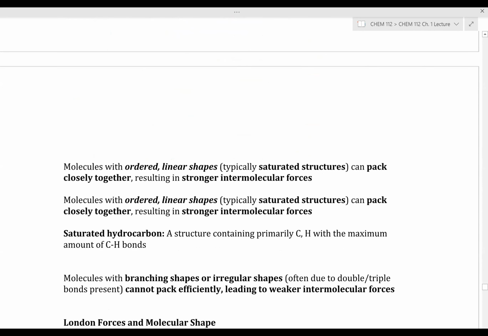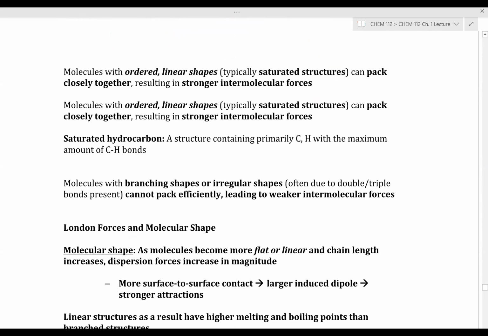Well, when you deal with linear versus branch shapes, what we found is that molecules with ordered linear shapes, so we call these saturated structures, they can pack more closely together, and in turn they have stronger intermolecular forces.